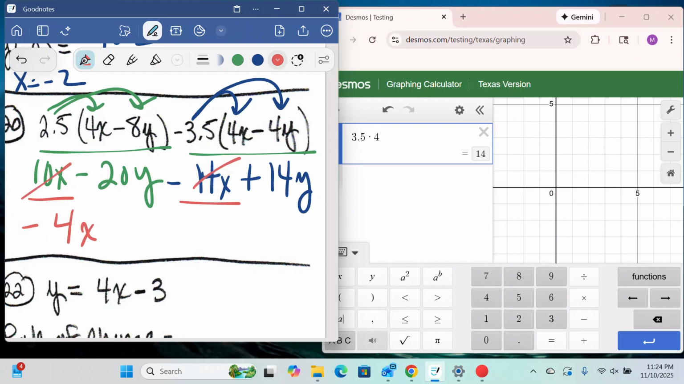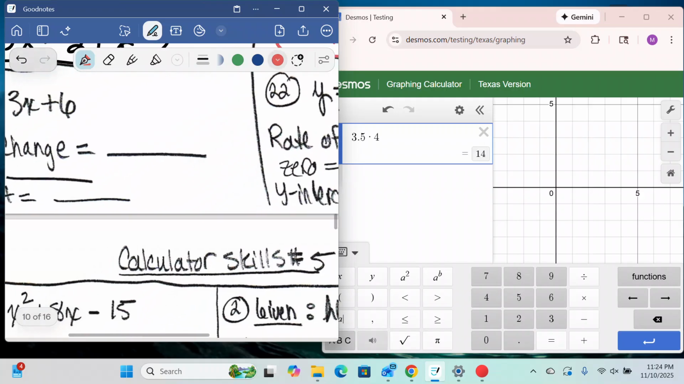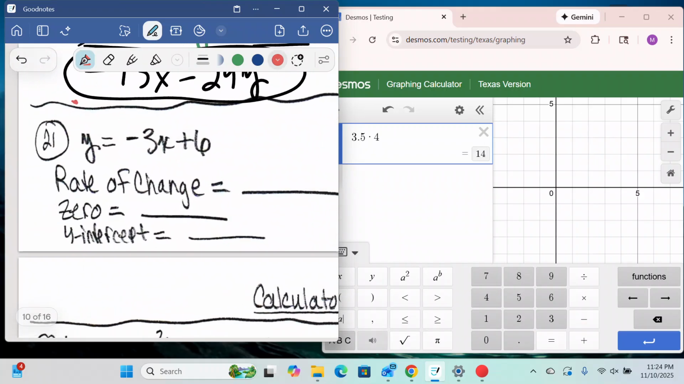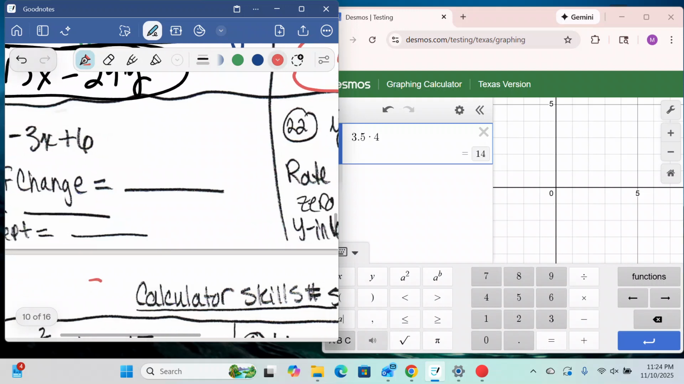And then I got rid of those, and a negative 20y and a positive 14y give me a negative 6y. So my answer is negative 4x and a minus 6y. So that is my answer. If I don't know how to do it, then all I do is input it in decimals. And our last two problems on calculator skills number 4, it's going to be number 21 and number 22.